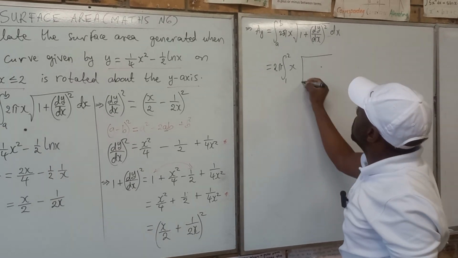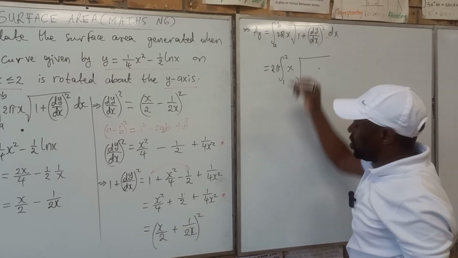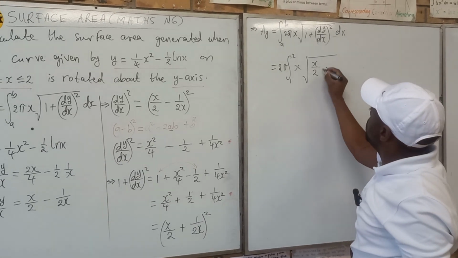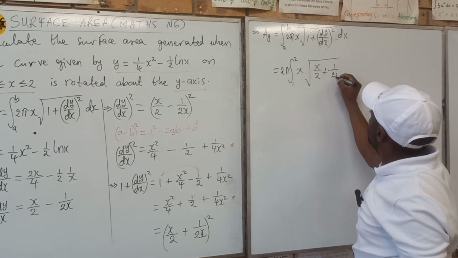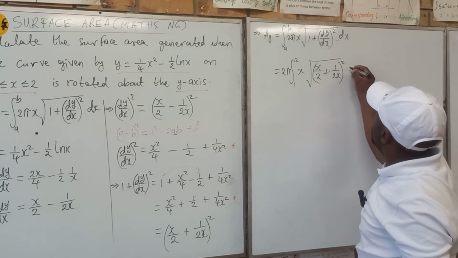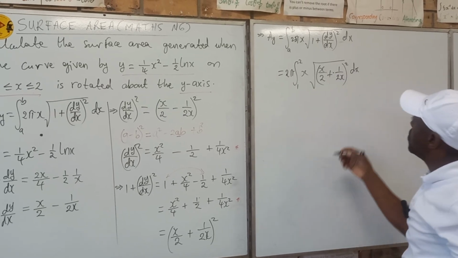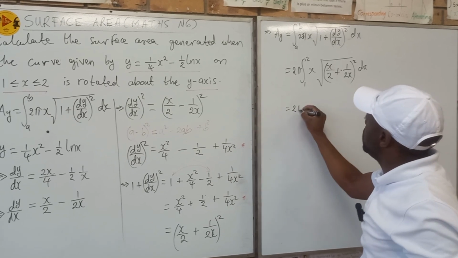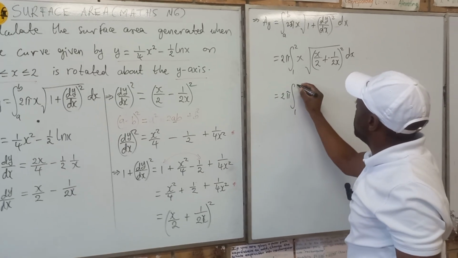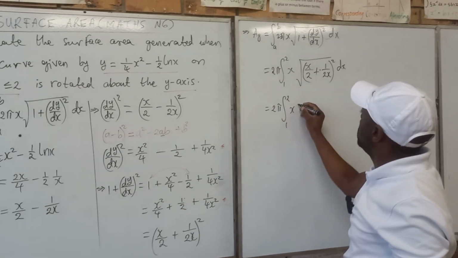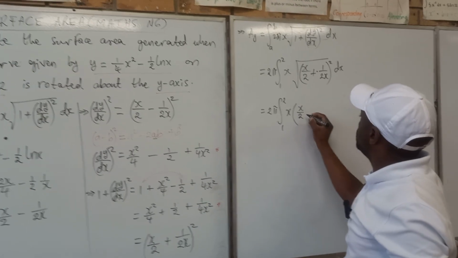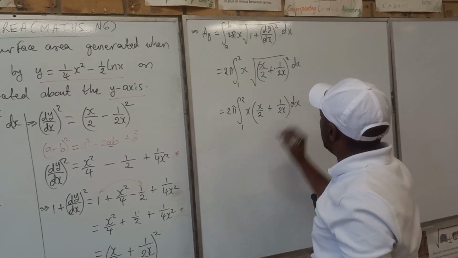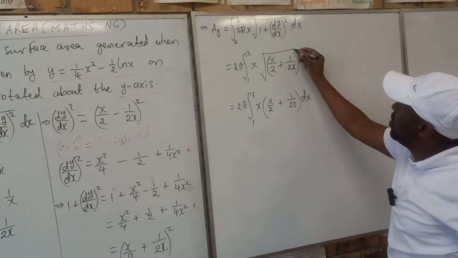So I will now take the square root. The item under the square root is what I did down there, which is x on 2 plus 1 on 2x, all that square dx. So the square root can now handle that square. So I'll be having 2 pi, the integral from 1 to 2 of x into x over 2 plus 1 on 2x after my square root has taken care of the square.